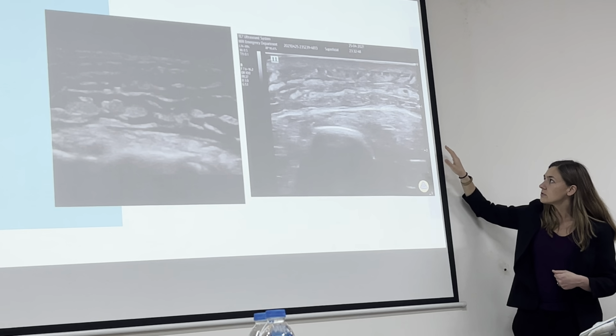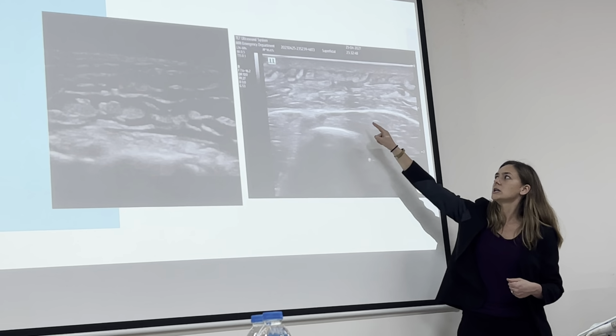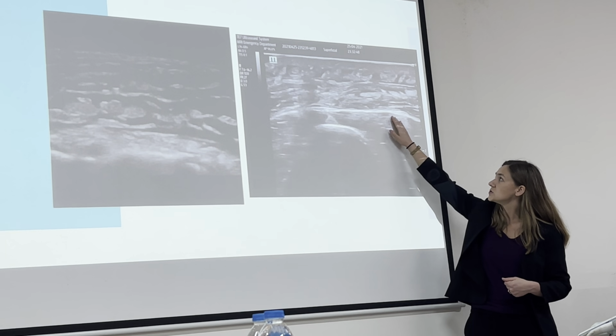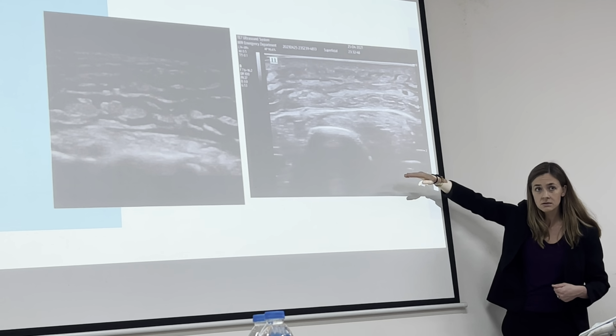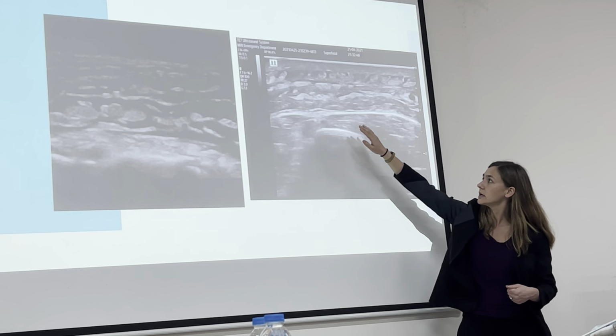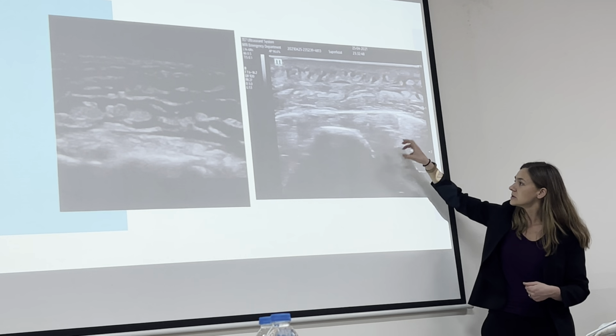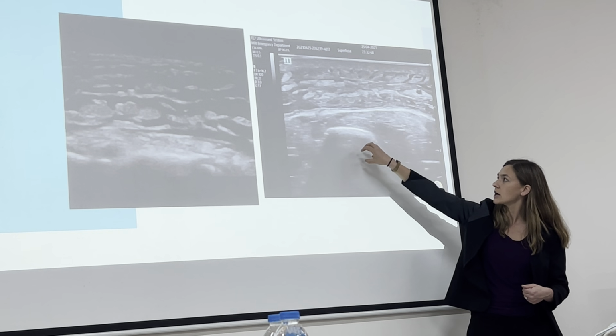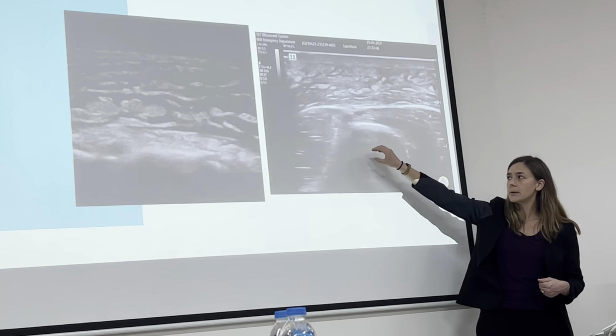Also, what you want to be looking for is, how does the fascial line look? Is it clear? Can you see everything behind it? Here is bone. So bone is hyperechoic and bright white like the fascial plane. You can tell it's bone because of the shadowing behind it, which is hypoechoic.